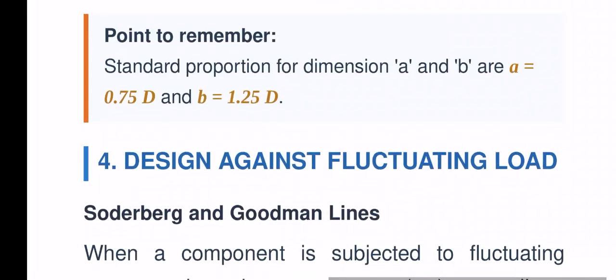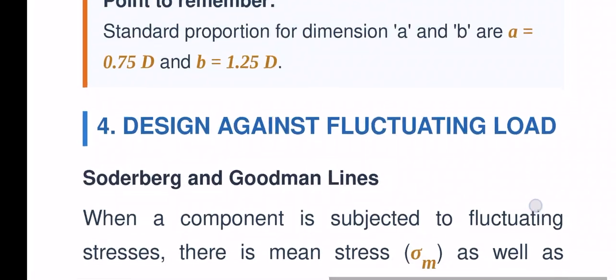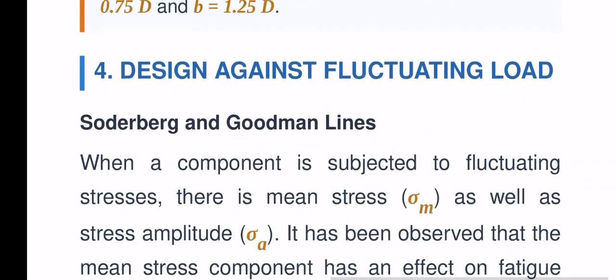Standard proportions for dimensions a and b are: a is equal to 0.75 d and b is equal to 1.25 d.